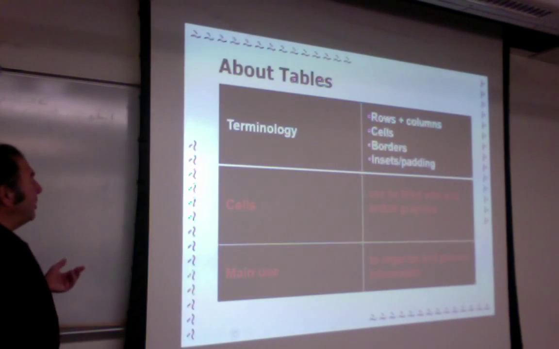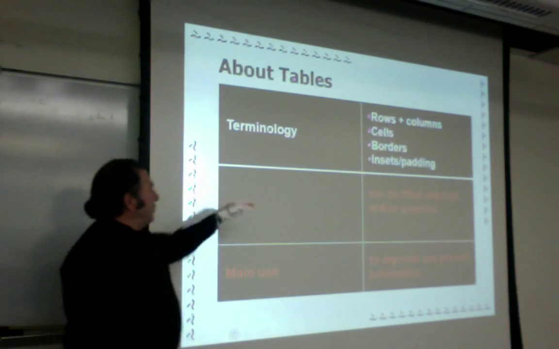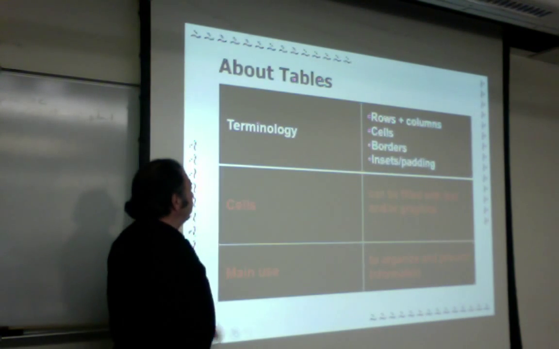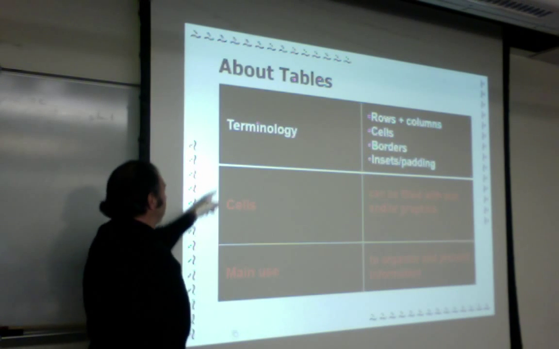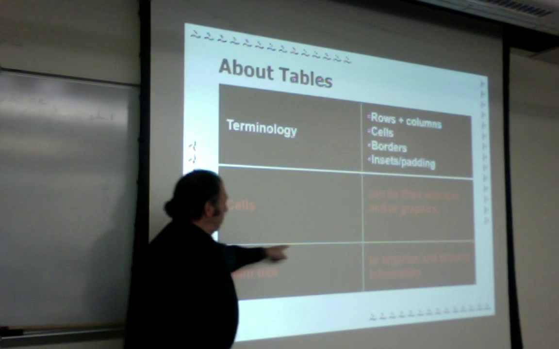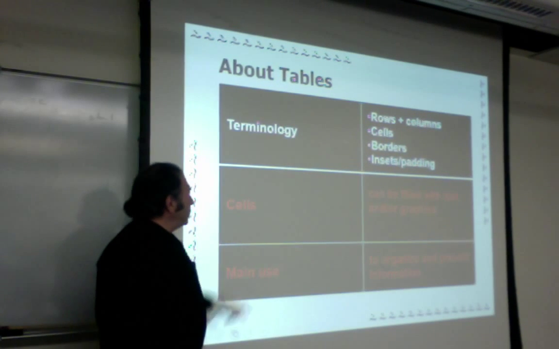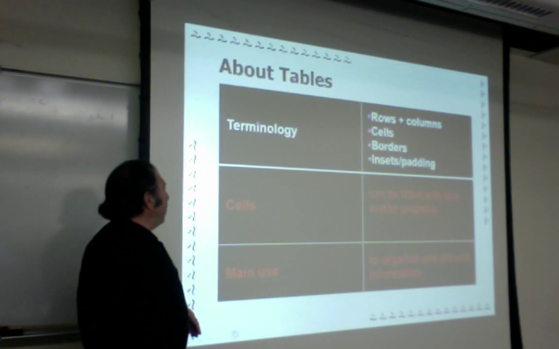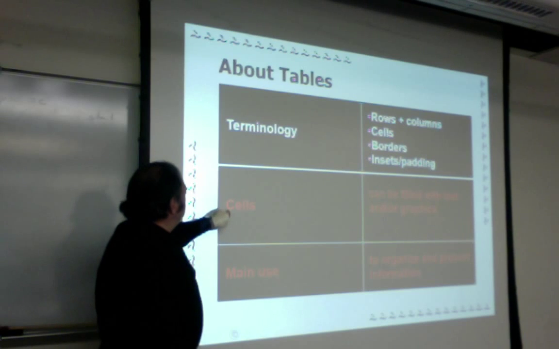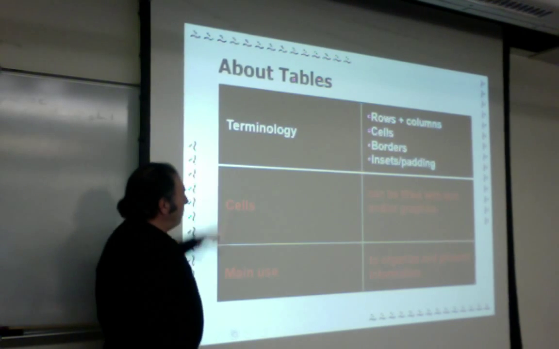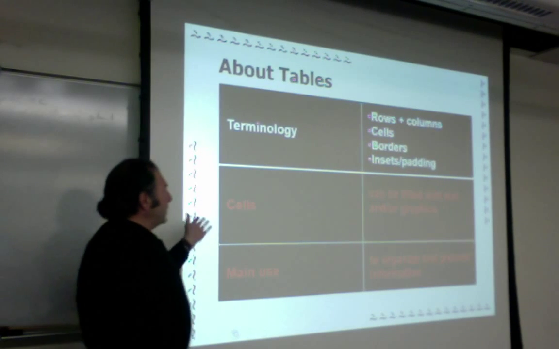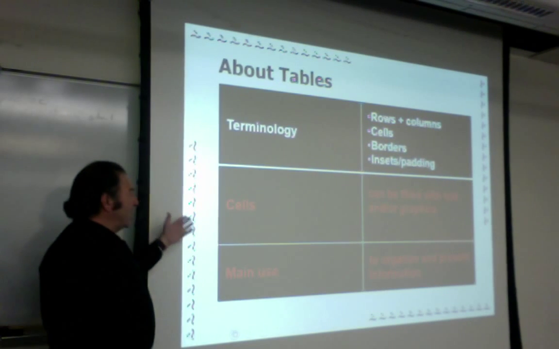So we'll talk a little bit about the terminology. These are called rows. They go that way. These are called columns. Each one of these is called a cell, and there are borders. Okay? There are rules that surround each one of these. They can be thick, they can be thin. The distance between the border and whatever is filling up the cell, that's called inset or padding.